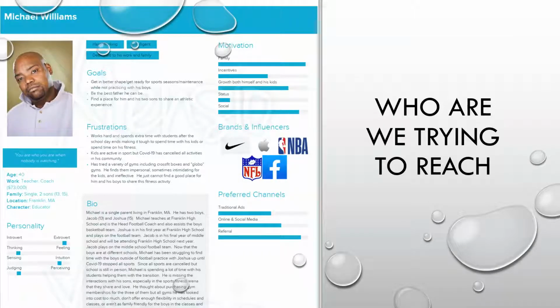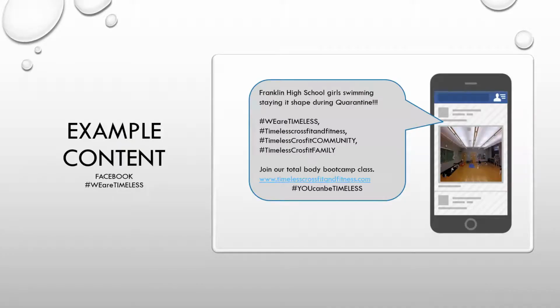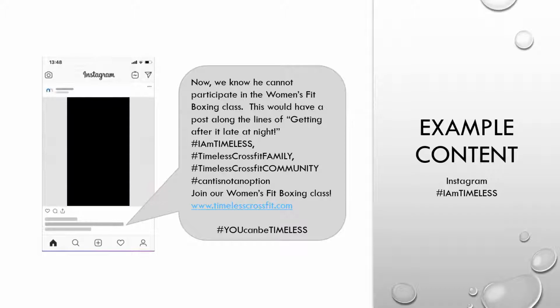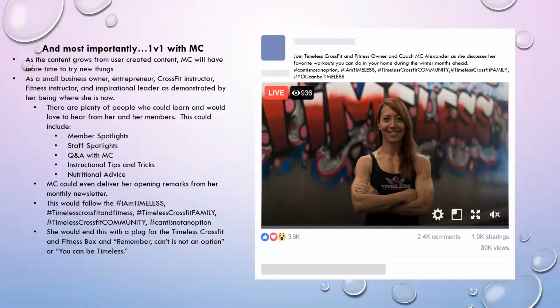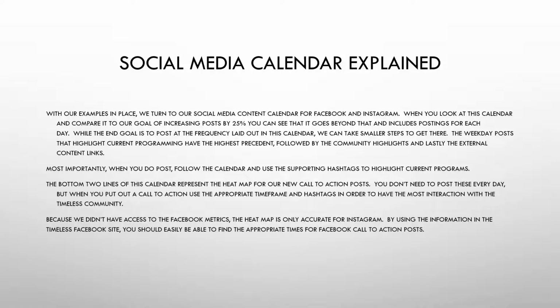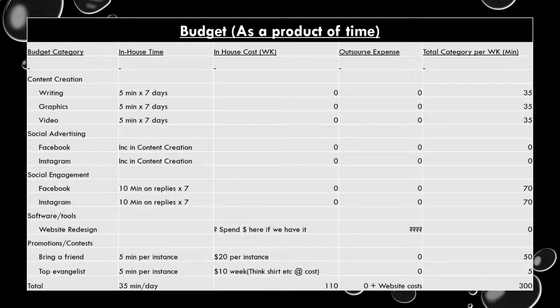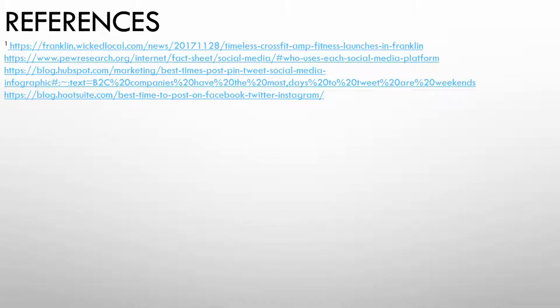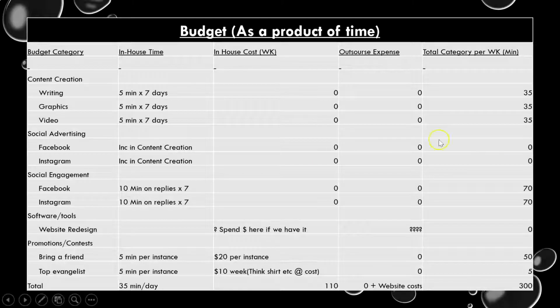Content creation, who are they trying to reach? Here are some of the examples that they were going to do. Their content calendar, their budget, and here they did their budget as a product of time, because throughout the investigation and researching of the company, they realized that it wasn't a matter of money for them, but more a matter of the time allocated to complete any of these functions. And the references.